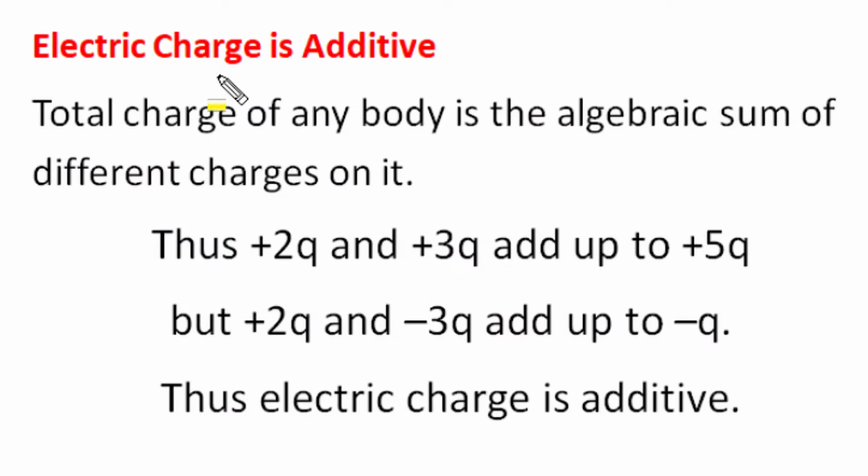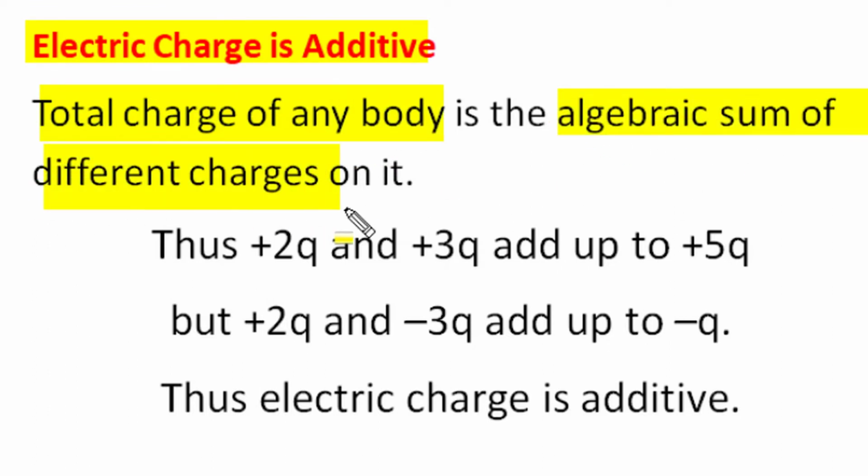We have seen that electric charges are produced by shift of orbital electrons. Now these electric charges have some fundamental properties, and one such property is that electric charge is additive. That means the total charge of any body is the algebraic sum of the different charges on it. That means if a body has plus 2q amount of charge, and if plus 3q unit charge is also added to it, then the total charge will add up to plus 5q charge. Here both positive charges are deficiency of electrons, and the total deficiency of electrons will be added up.